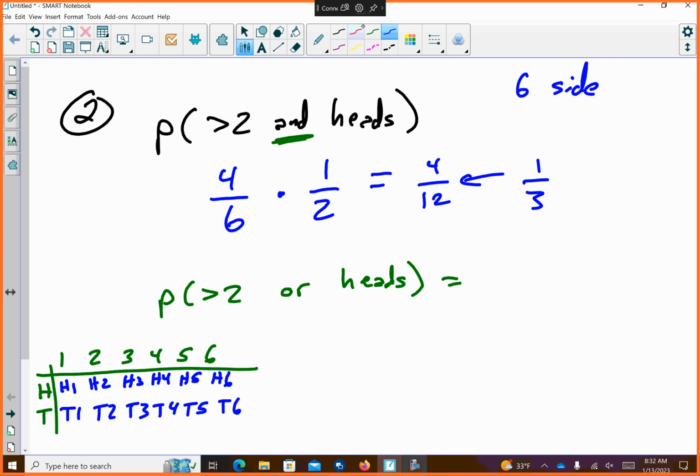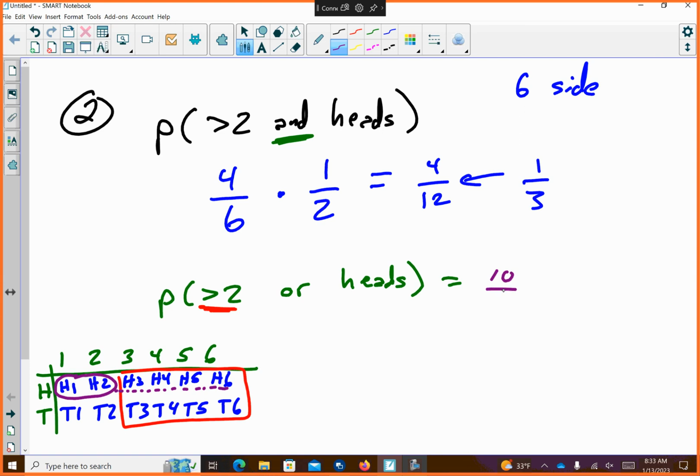Okay. So you want the probability of rolling greater than 2 is all of these events. That's the greater than 2. That takes care of that. Or a heads. And I'm going to kind of underline that. The underlined part, we don't want to double count. So there are 2 events on our sheet that are not above 2 or heads. So there are 10 events that are taking place. I don't want to double count.